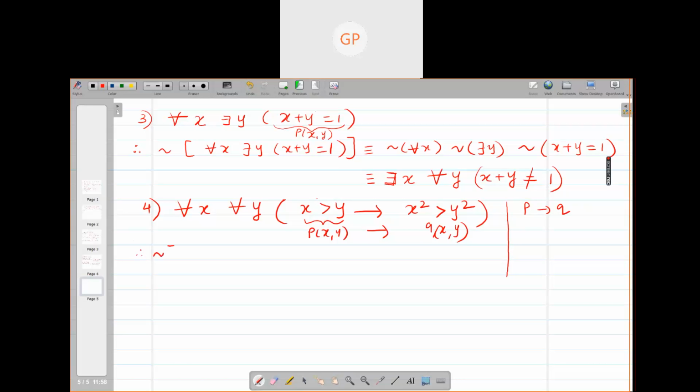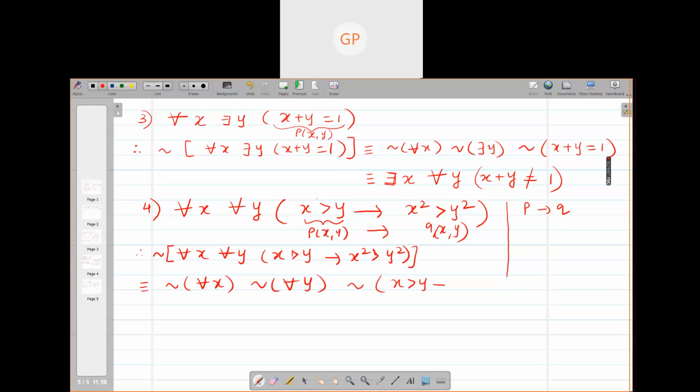Now we want to find this. x greater than y implies x square greater than y square. And this is equivalent to negation of for all x, negation of for all y, negation of x greater than y implies x square greater than y square. Okay. So what is negation of p implies q? Tell me. What is negation of p implies q?